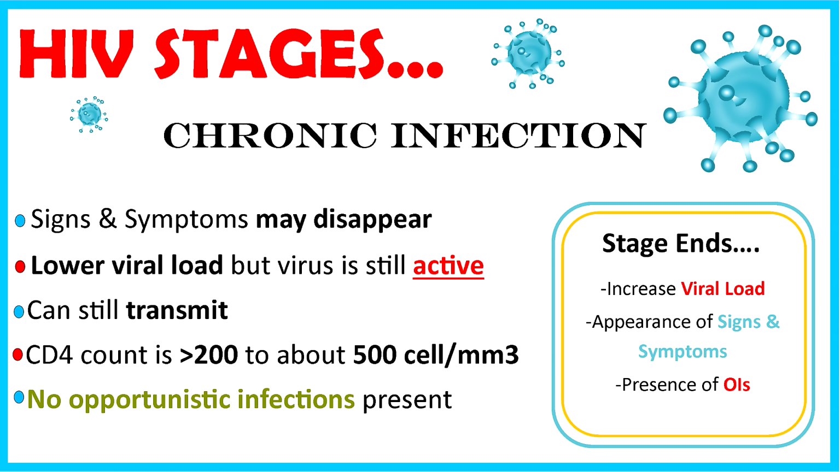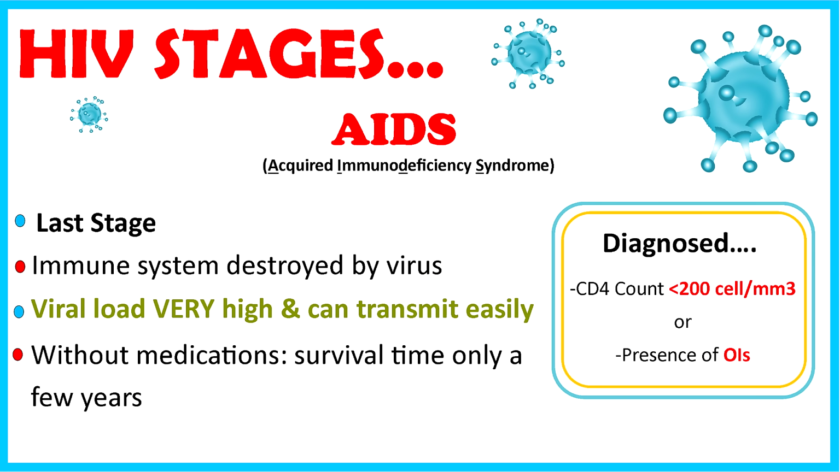There's the appearance of signs and symptoms, and then the presence of opportunistic infections. So the last stage is the AIDS stage, and this is again acquired immunodeficiency syndrome. And in this stage, the immune system is destroyed by the virus, and the viral load is very, very high in these patients, and they can easily transmit it. And without medications during this time, the survival time is only a few years.